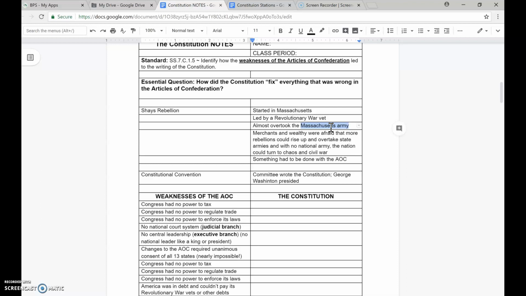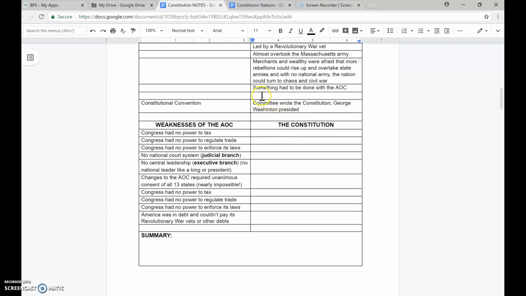If they would have overtaken Massachusetts, and they almost did, then the whole country would have been in trouble. It could have been a Revolutionary War, guys. Military coup. So it was scary. So merchants and wealthy people were afraid that more rebellions could rise up and overtake the state armies. And with no national army, the nation could turn to chaos and civil war. This scared rich people because their money and their stability was based on peace and not uproar.